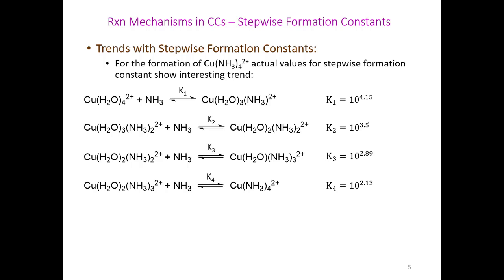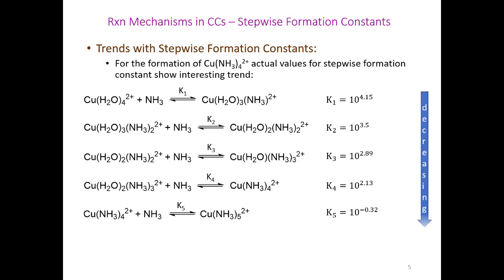And then if you were to attempt to coordinate an additional ammonia, that formation constant is actually 10 to the power of minus 0.32. So that reaction is not favorable, and it is skewed towards the left, towards the reactants. So overall, you should be able to identify a trend in these stepwise formation constants. The overall trend is that they steadily decrease. This final formation constant for the coordination of the fifth ammonia ligand is a little bit of an outlier. It's much smaller than you would expect from the original trend.